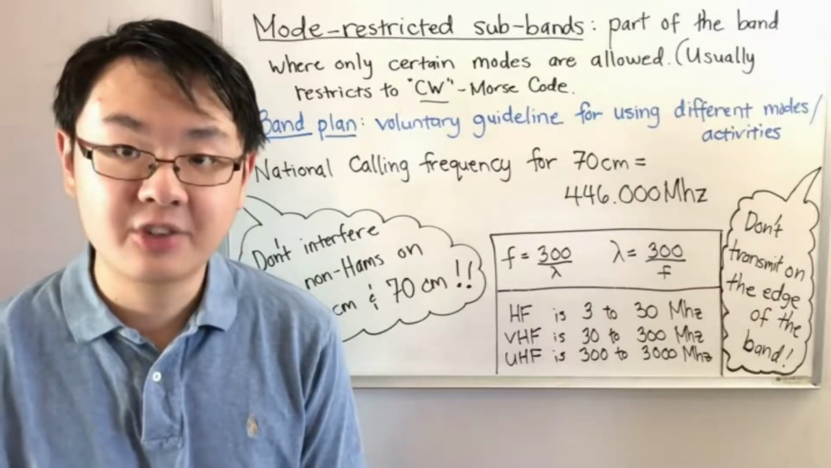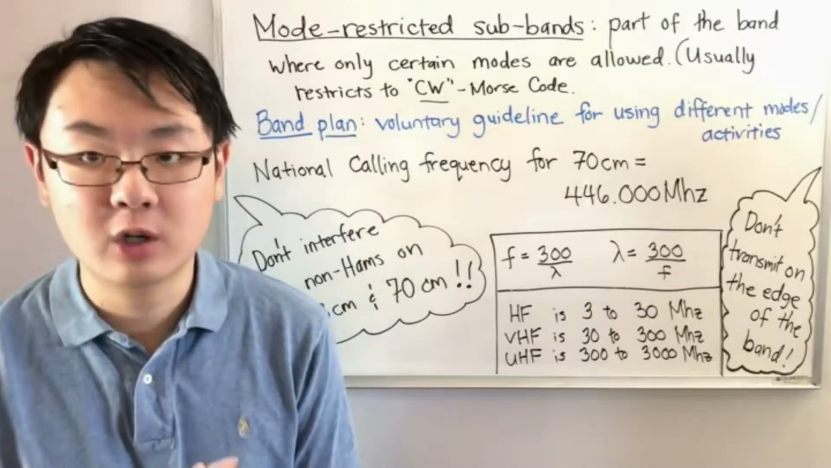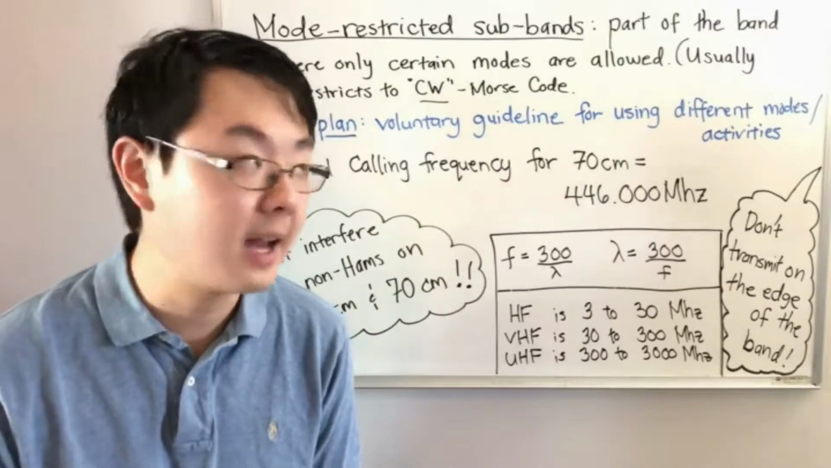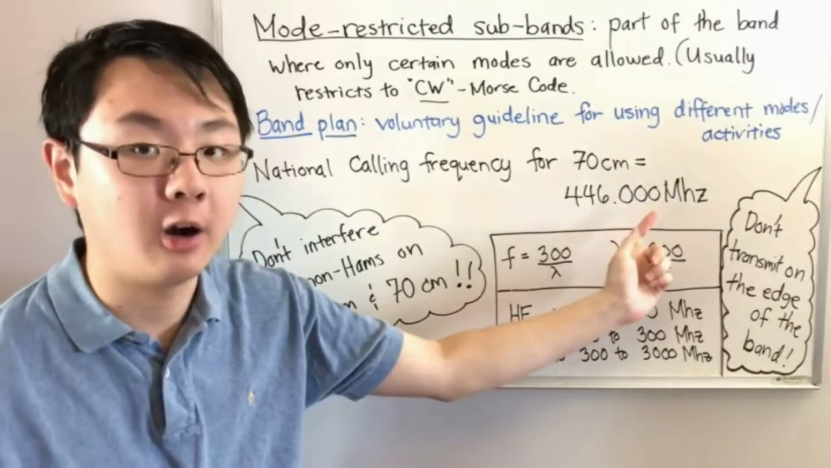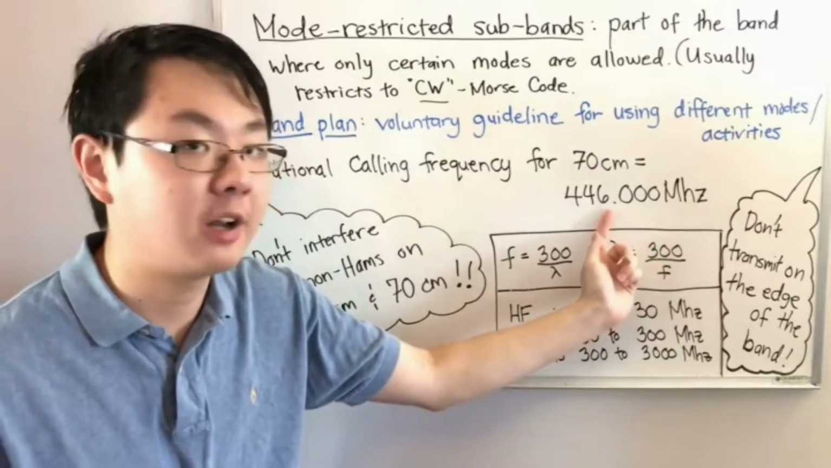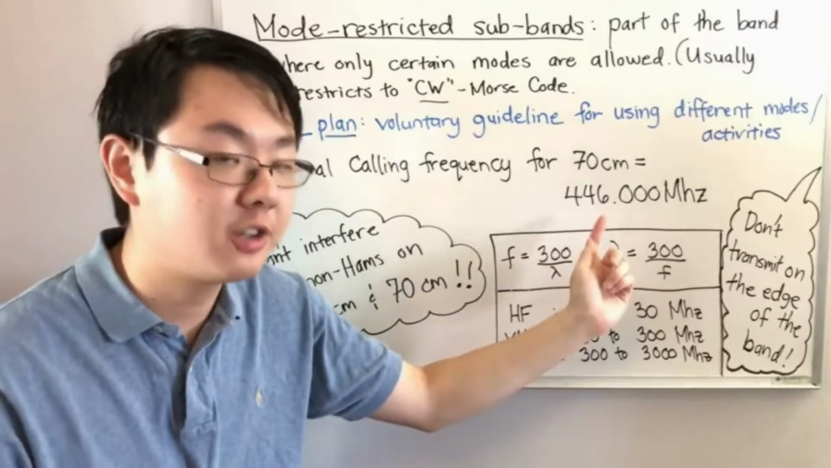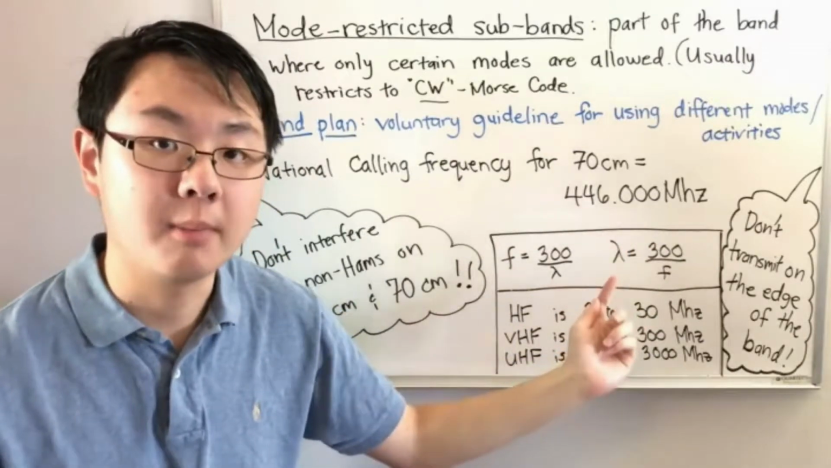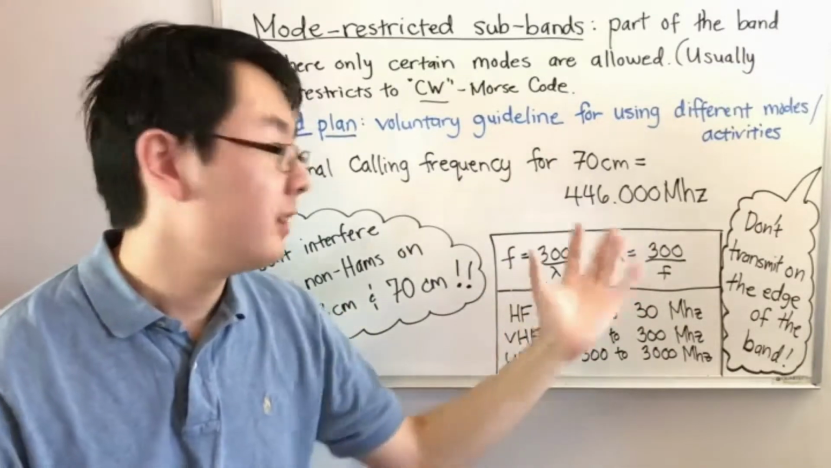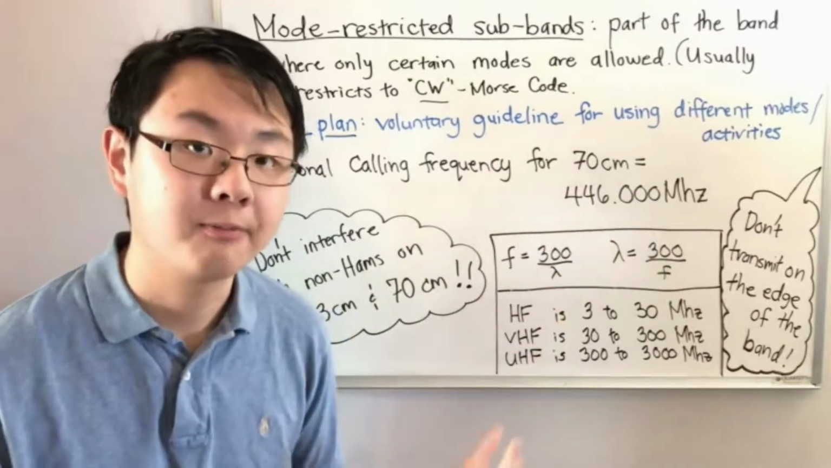Now, the technician class exam actually expects you to know that the national calling frequency on the 70 centimeter band is 446.000 megahertz. So that's basically where everyone hangs out on 70 centimeters. If you want to talk to someone or call someone on 70 centimeters, that's the place where you usually go, because that's just the standard, designated place where people are supposed to hang out.